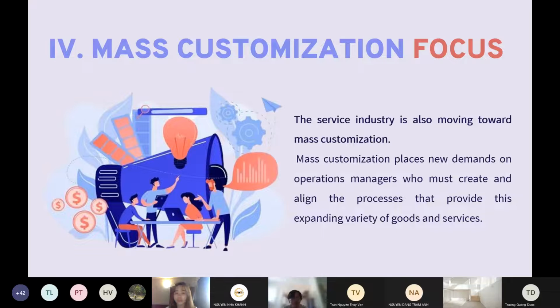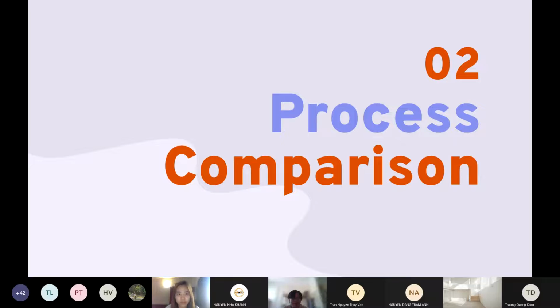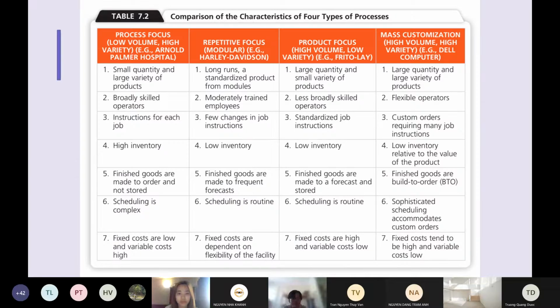Also, the service industry is moving toward mass customization, and managers must create and align the processes that provide this expanding variety of goods and services. It is also a challenge for the company. For process comparisons, I also give you the table comparing the characteristics of the four types of processes. I also mentioned some information earlier, so I just show you some new information here.